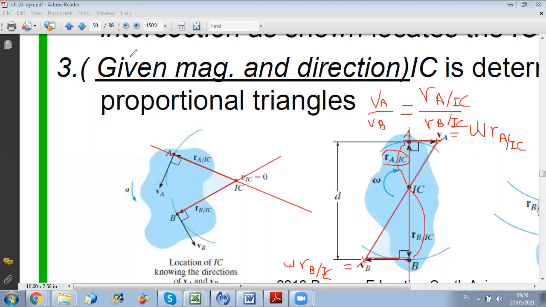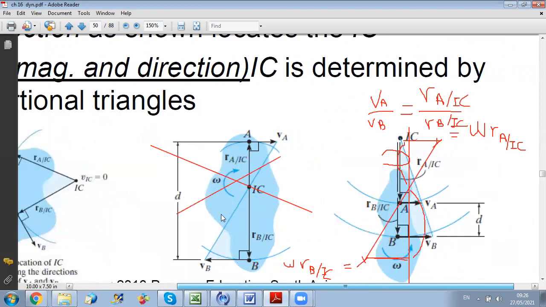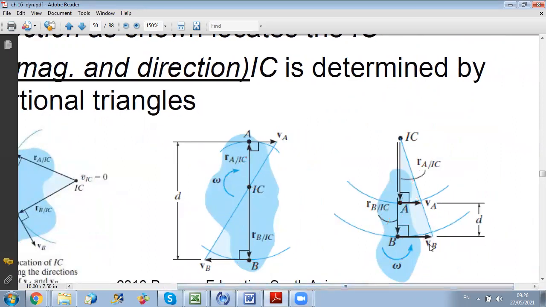And you can see here, this is also the same case, but here the velocities of A and B are opposite to each other, and here they are in the same sense. So in the case where VA and VB are opposite, the IC comes out between A and B, while in the case where VA and VB are in the same sense, the IC comes out closer to one of them.